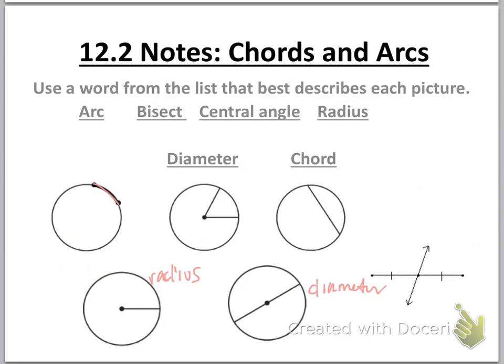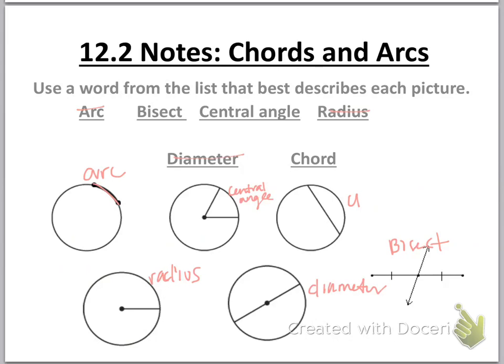A piece of the outside is going to be the arc. Diameter, radius. Anyone that has an actual angle in it, we have the central angle here, if I can write it, because it goes through that center. Bisect means it's cutting something in half, so this one's going to be the bisect.